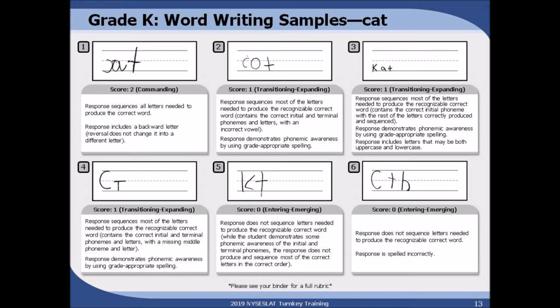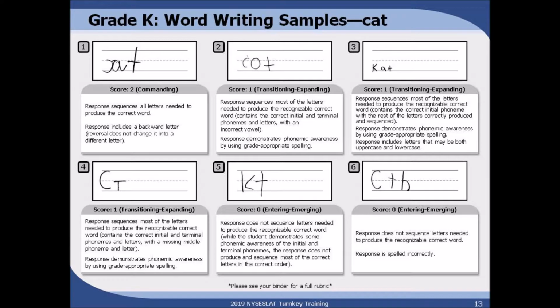Sample 5 is scored a 0. The response does not sequence the letters needed to produce the recognizable correct word. While the student demonstrates some phonemic awareness of the initial and terminal phonemes, the response does not produce and sequence most of the correct letters in the correct order. The only correct letter is the T.